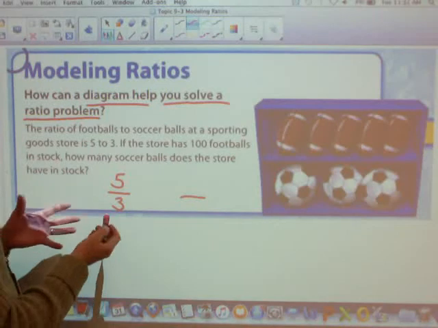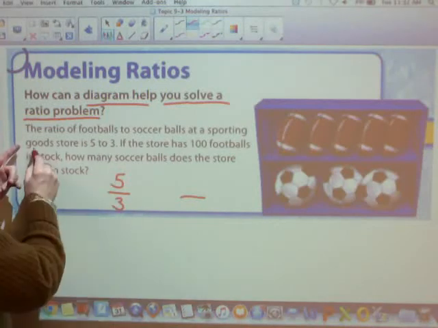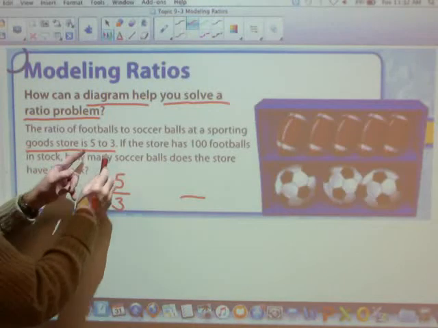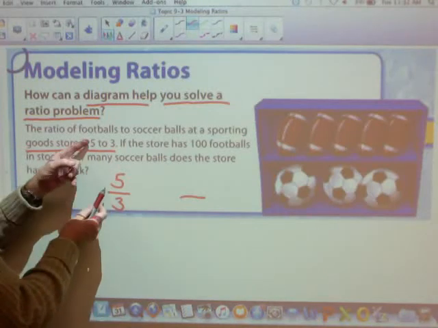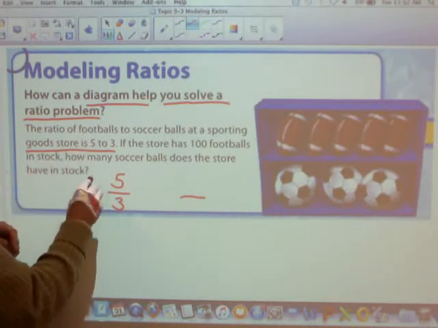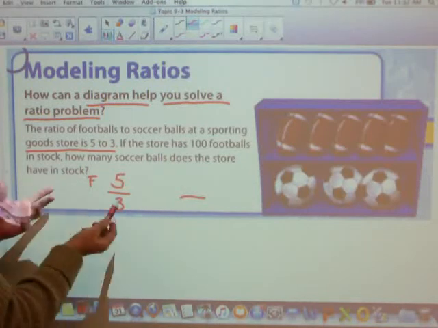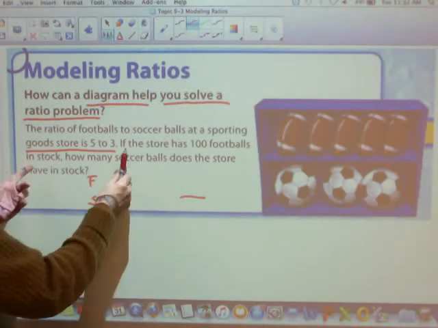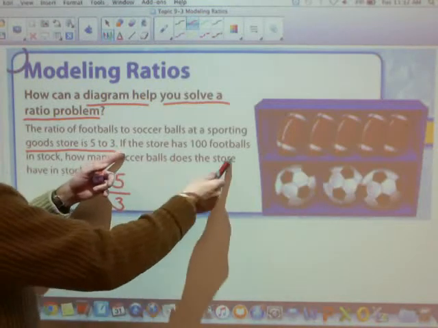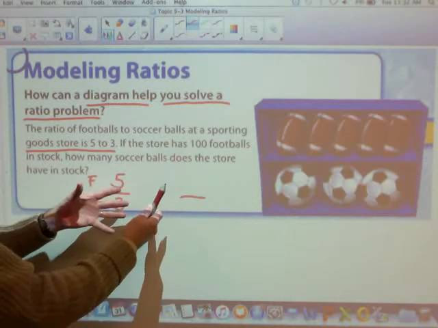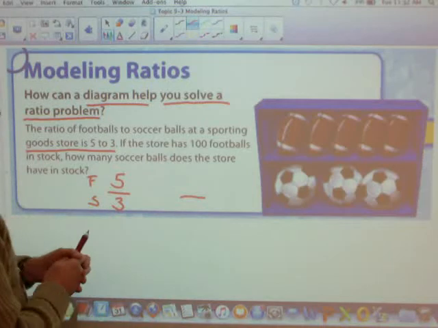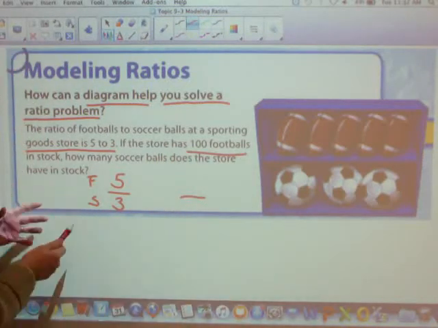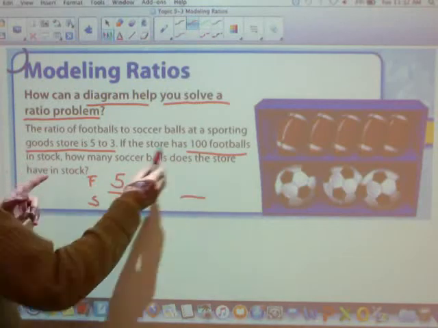All right, so when setting this up, the first thing I tell kids is when you see a problem like this, make your initial ratio right off the bat and label it. So I would label that F for football and this S for soccer ball. And then look at what they want you to compare first to figure out what the proportional amounts will be. In this case, they're comparing footballs to footballs first because they give you the football numbers.